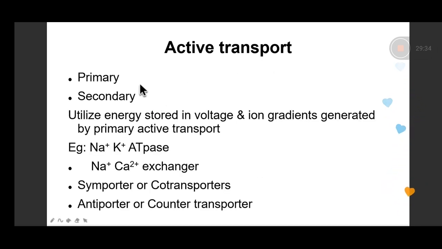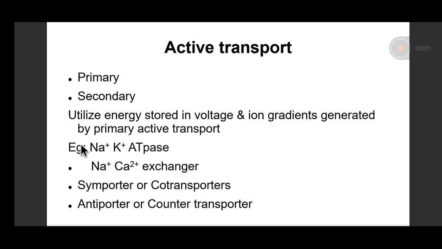So, active transport can be primary or secondary. Primary utilizes energy stored in voltage and ion gradients. Primary active transport is what I've just talked about. Secondary transport utilizes energy stored in voltage and ion gradients generated by primary active transport.